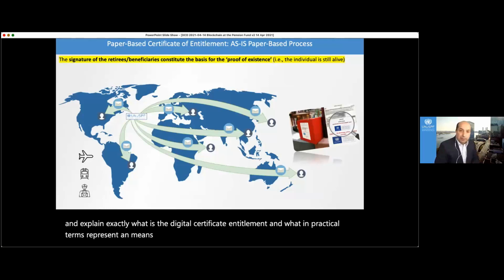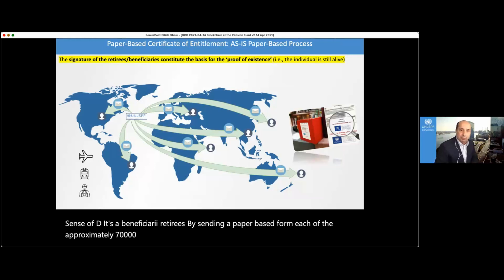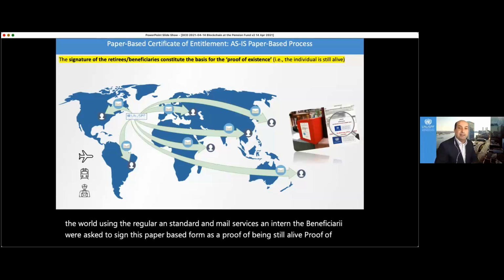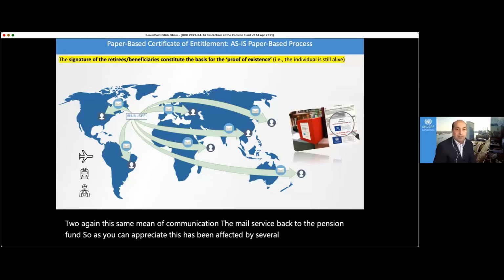Fundamentally, during the last 70 years the pension fund has confirmed and certified the existence of its beneficiary retirees by sending a paper-based form to each of the approximately 70,000 retiree beneficiaries that reside in more than 190 countries around the world, using regular standard mail services. In turn, the beneficiary retirees were asked to sign this paper-based form as proof of being still alive, proof of existence, and send it back to the pension fund by the same means, the mail service. So as you can appreciate, this has been affected by several limitations and problems related to delays, sometimes missing delivery, and so forth.